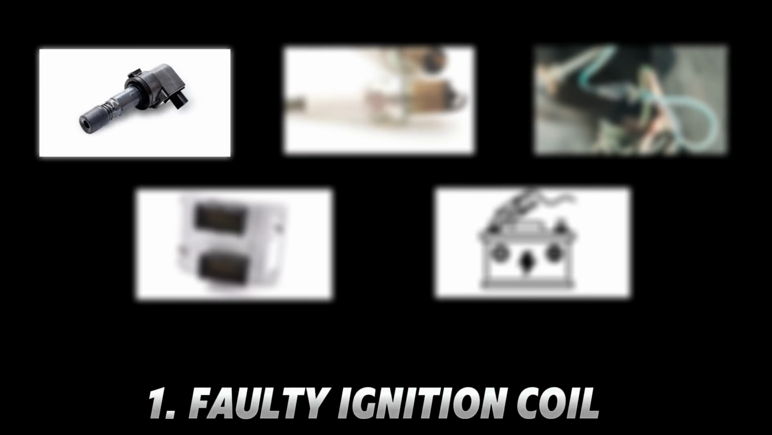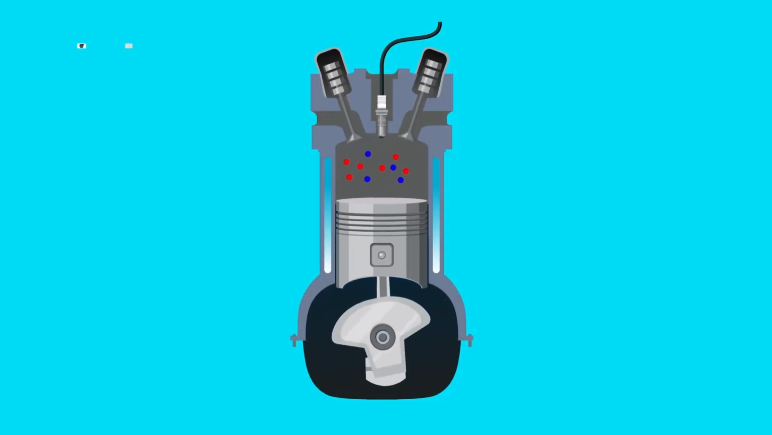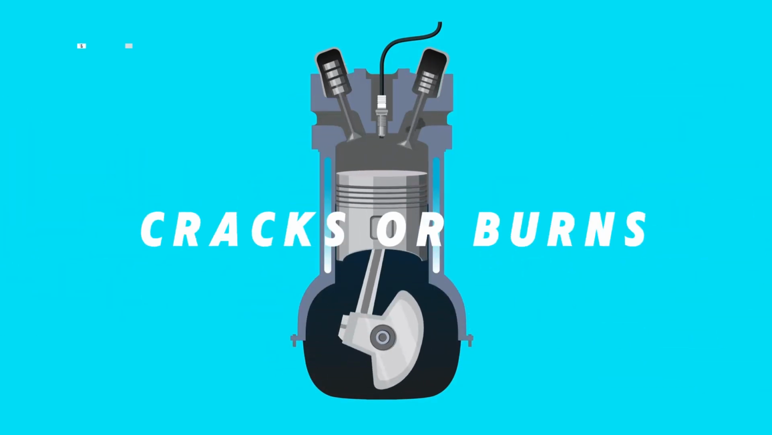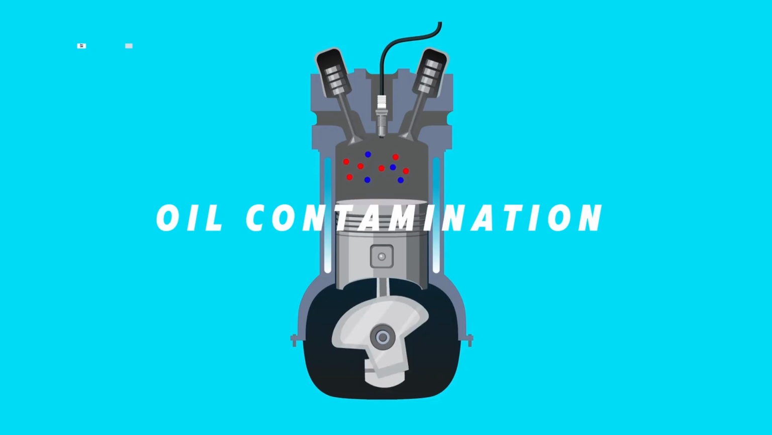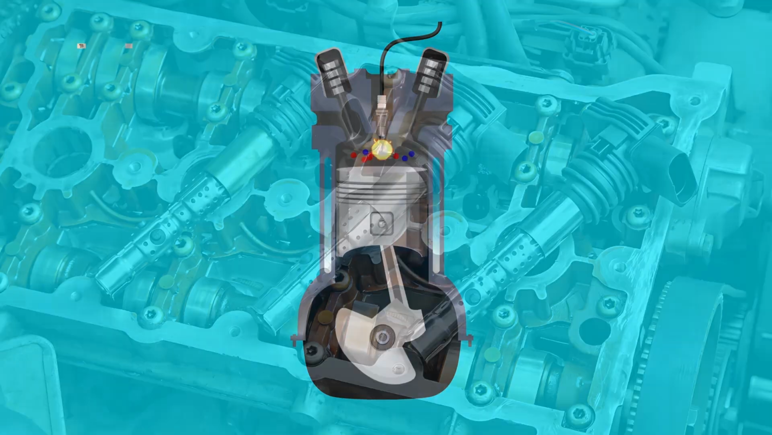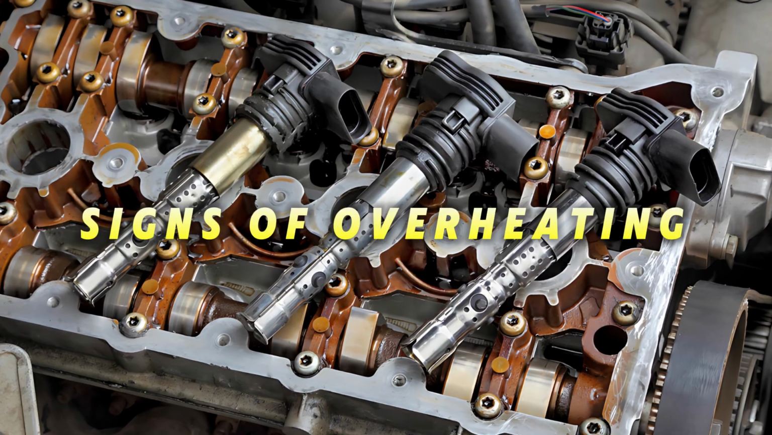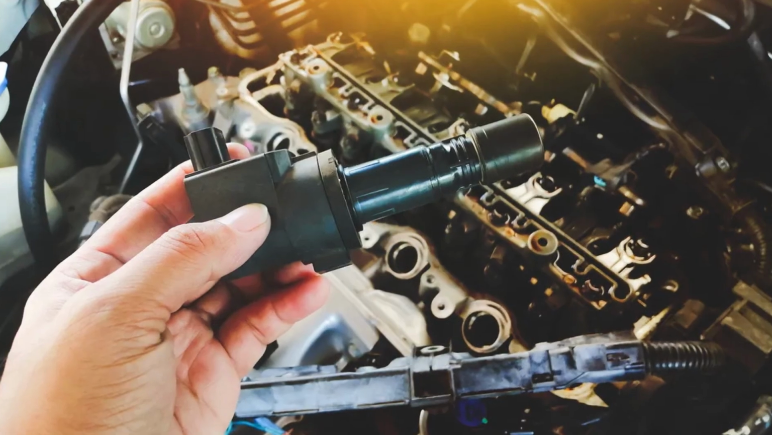Common causes for P0352. Number 1: Faulty ignition coil. Ignition coils wear out over time, leading to weak or no spark. Cracks, burns, or oil contamination can cause the coil to fail. Look for cracks, burn marks, or signs of overheating on the ignition coil. If damaged, replace the coil.